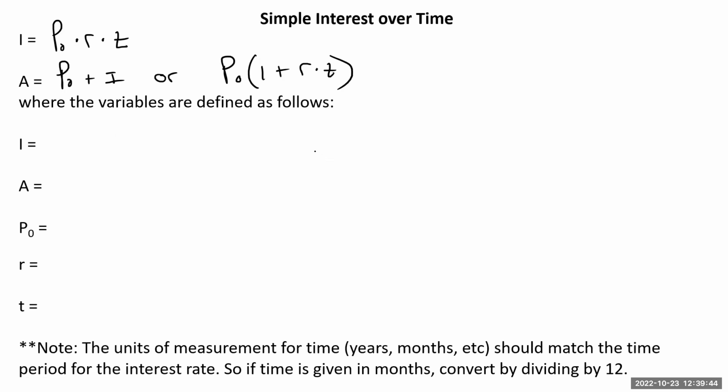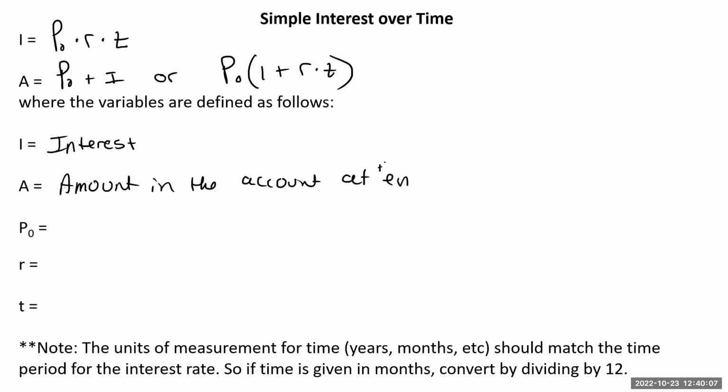So what do all these variables mean? All right, so I is the interest. Okay, so that's the amount of interest. That's a dollar amount. The A value is the amount in the account at the end of a given period.